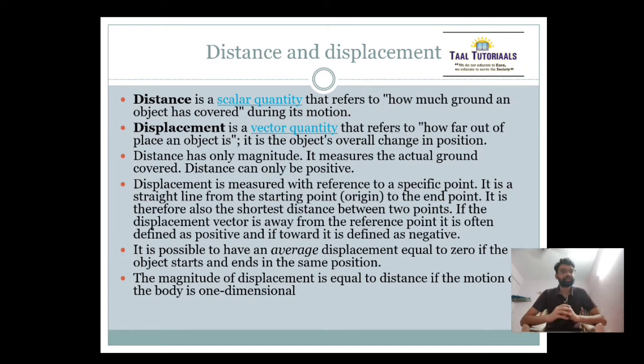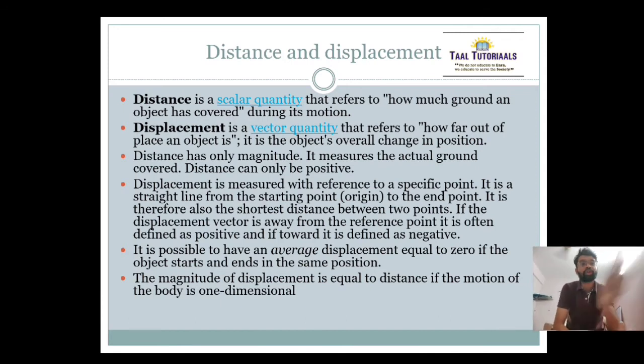Distance has only magnitude. It measures the actual ground covered. While displacement is the shortest distance from the initial to the final position of the body. It has magnitude, and the direction is from the initial to the final position. Again, the SI unit is meter, but it is a vector quantity, and its symbol is S vector. Vector means arrow sign. The magnitude of displacement is equal to the distance if the motion of the body is one dimensional, that is, in a straight line.